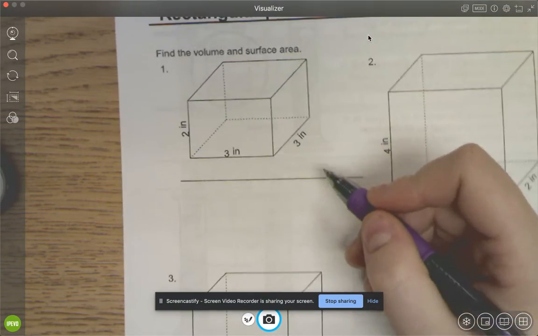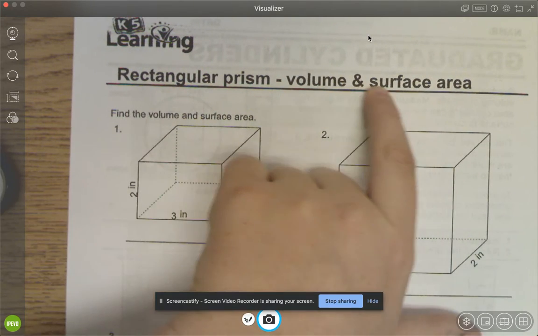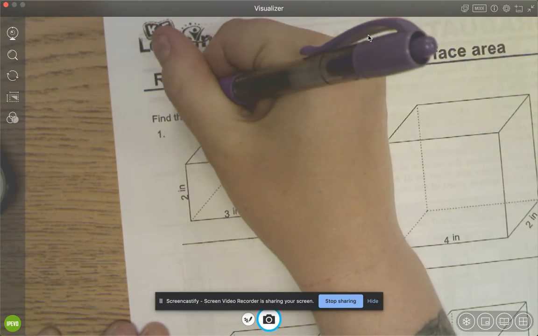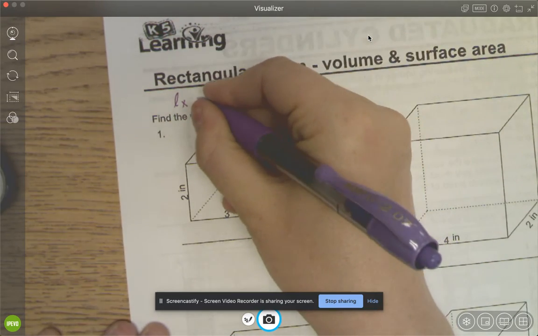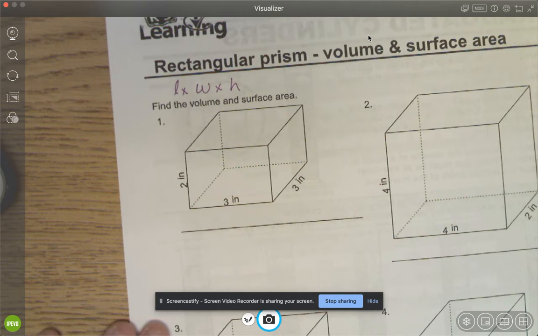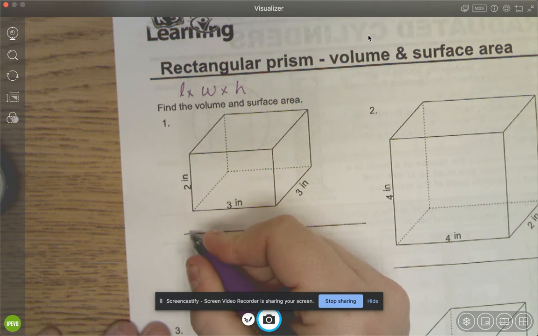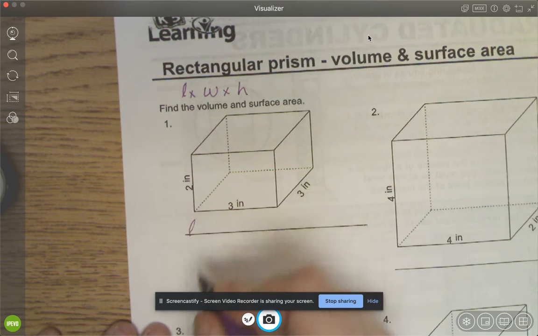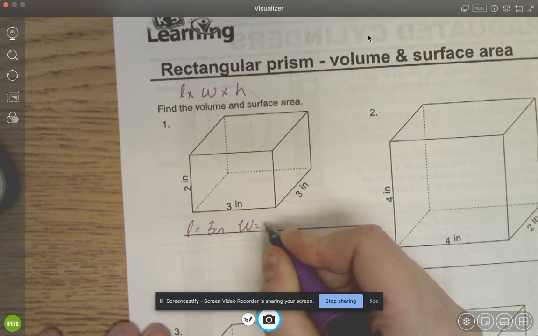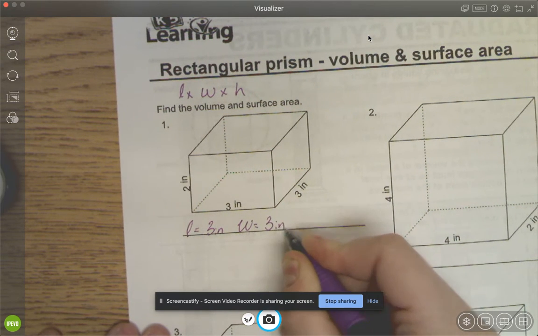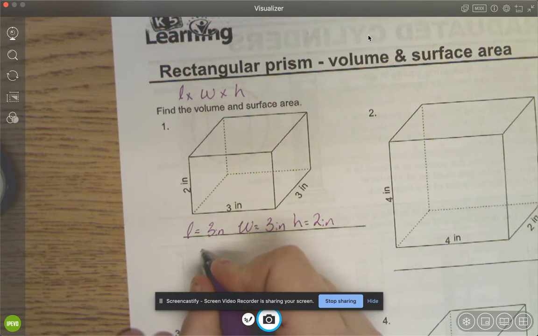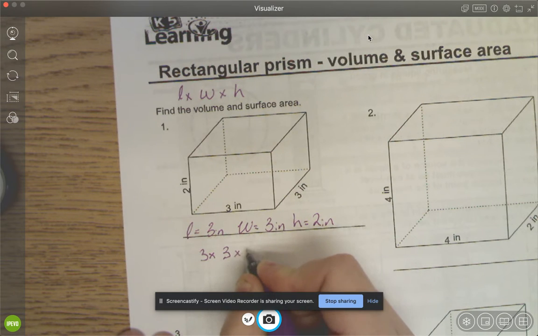So, this is for the rectangular prism volume and surface area worksheet. The equation you're going to use is length times width times height. So the length in this scenario is going to equal 3 inches. The width is going to equal 3 inches. And the height is going to equal 2 inches, right? So we got 3 times 3 times 2.